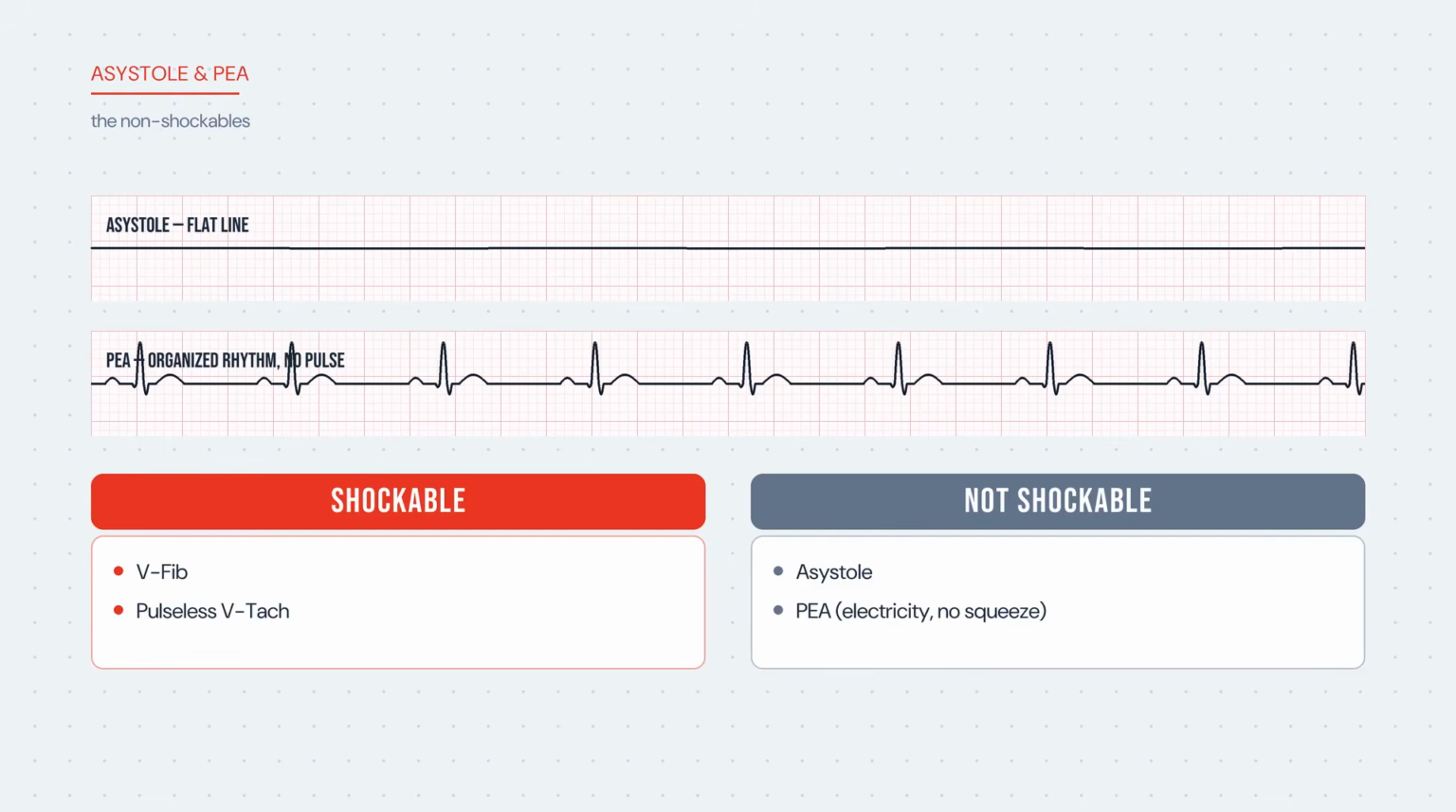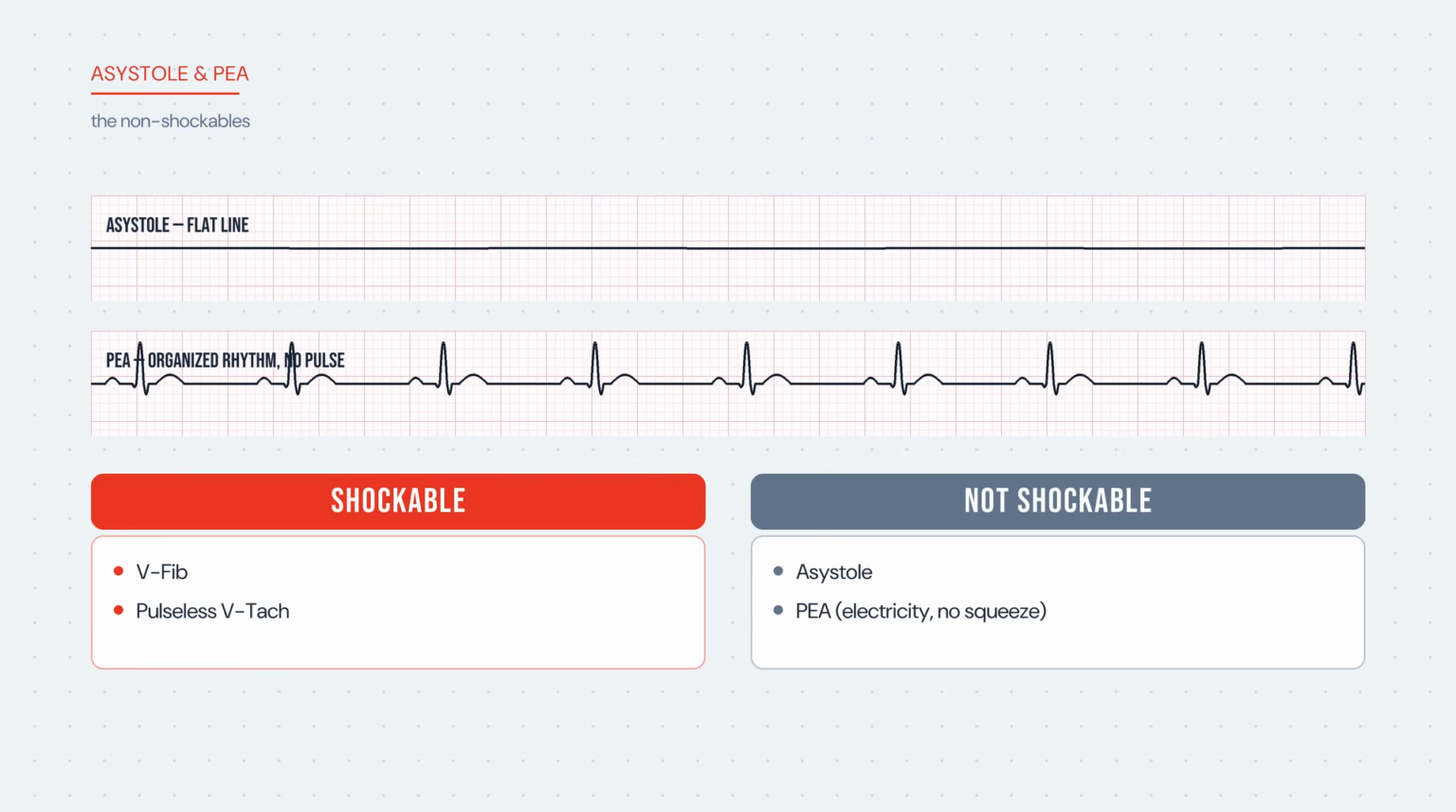And now the payoff from Chapter 1. Asystole is no electrical activity at all, a flat line. There is nothing to shock. A defibrillator resets electrical chaos, it cannot create electricity where there is none. So asystole gets CPR and epinephrine, not a shock.